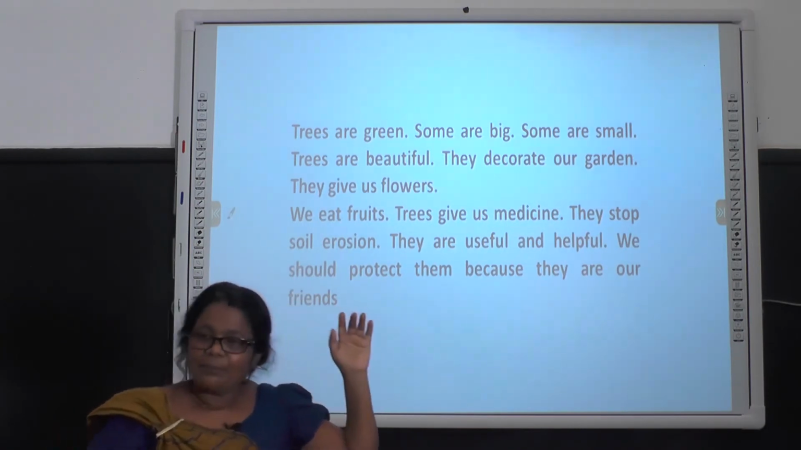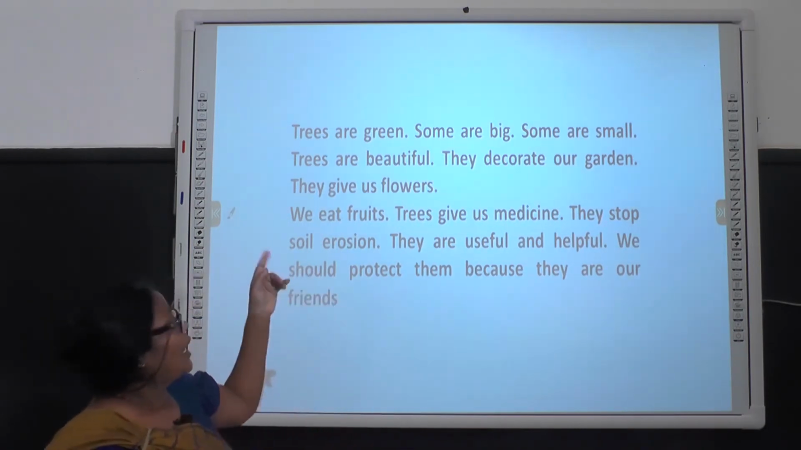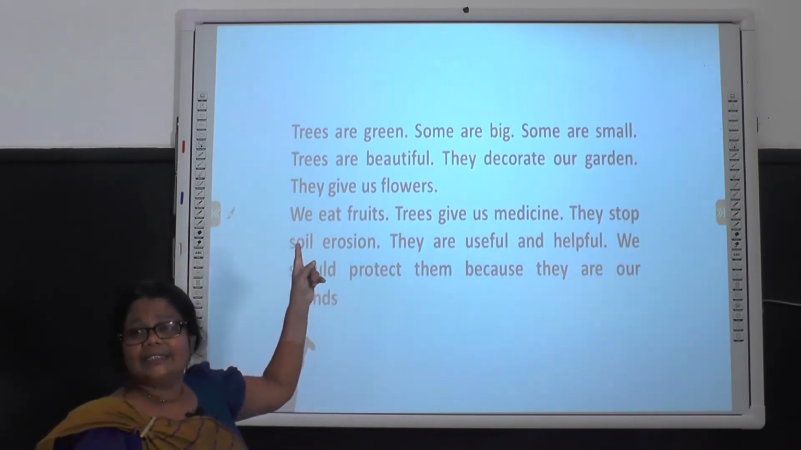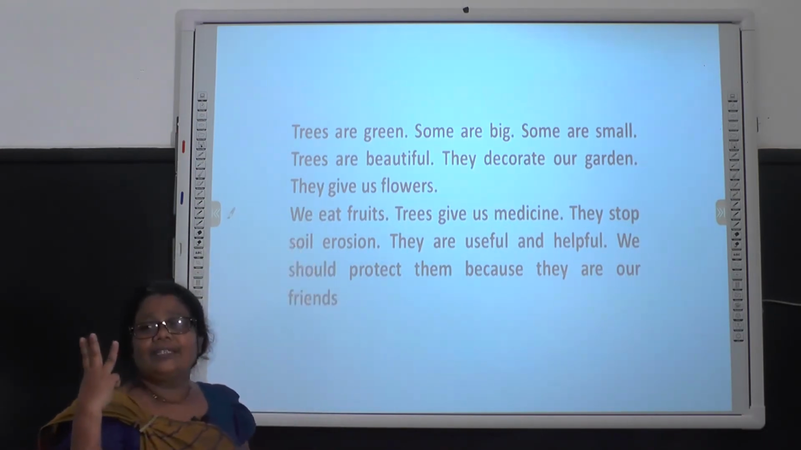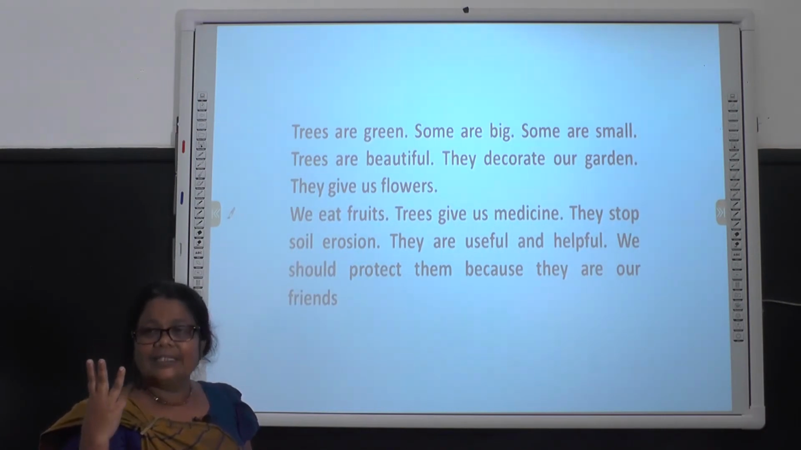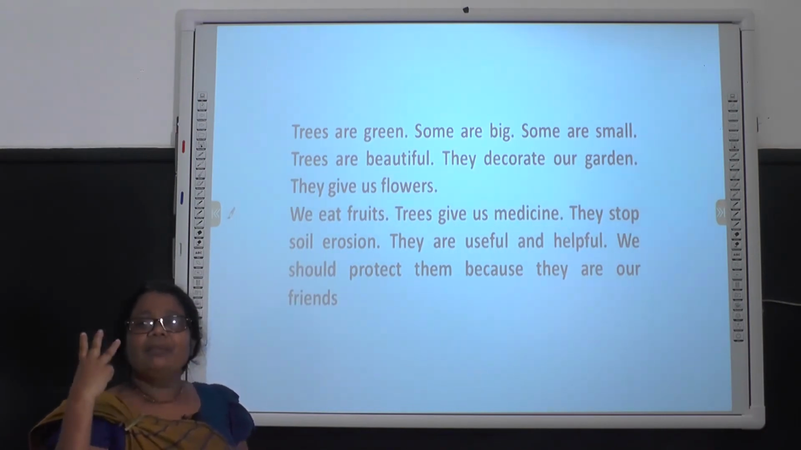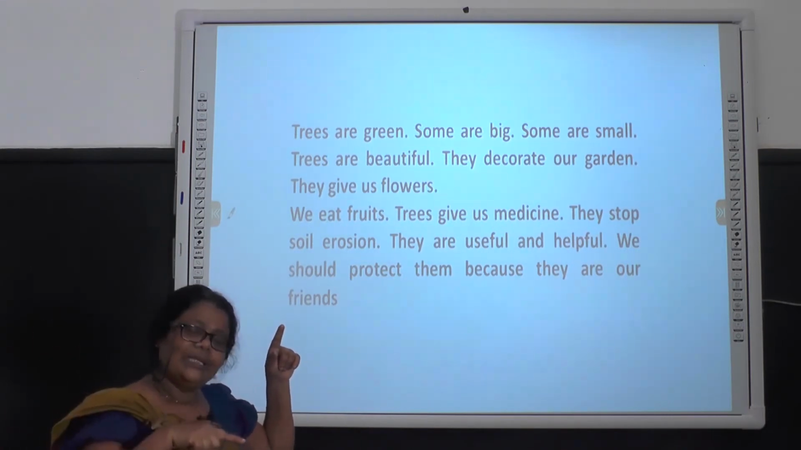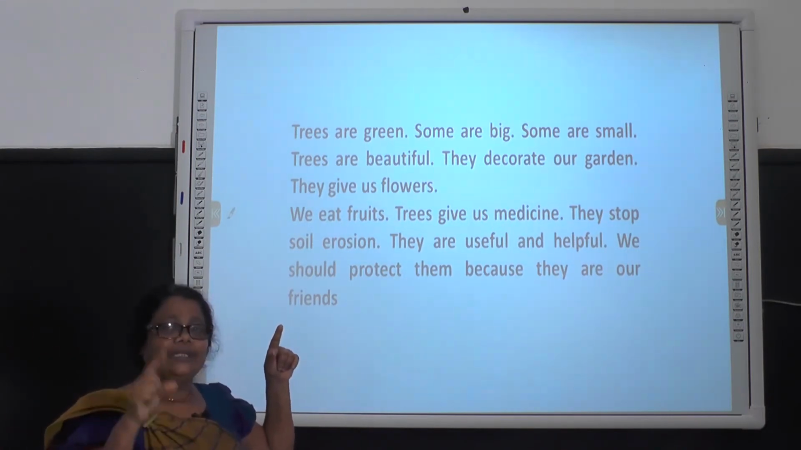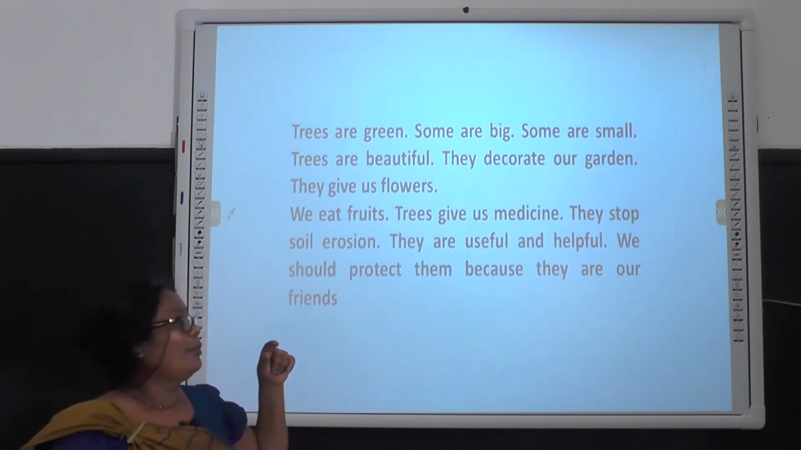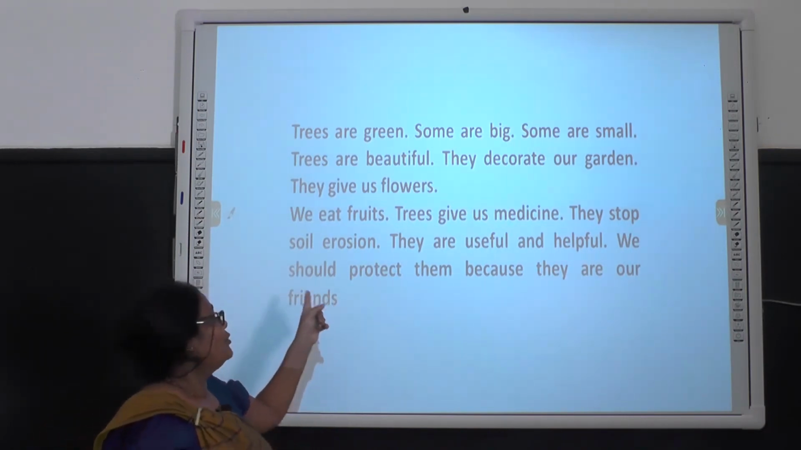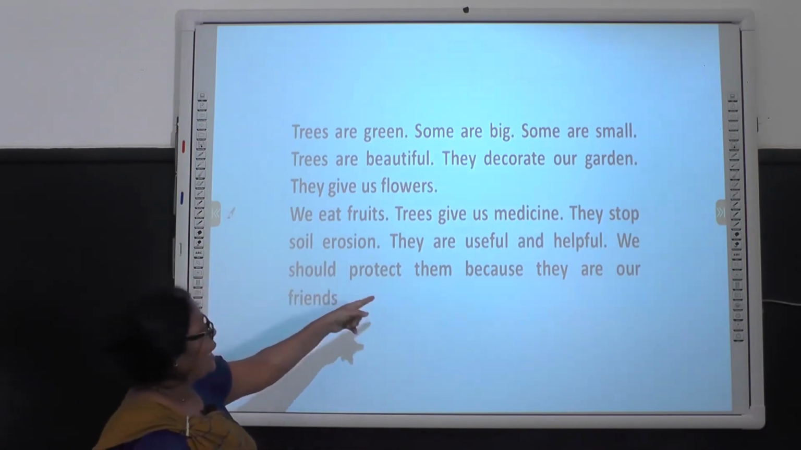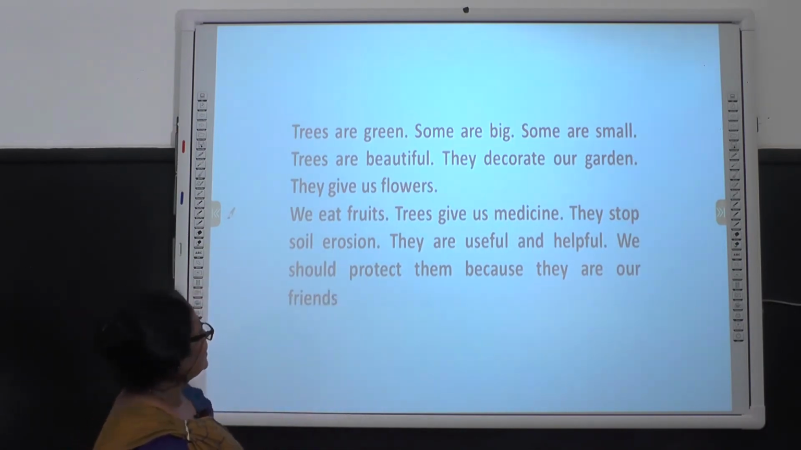You just pick up one of the sentences. You see how many words are there. The first sentence consists of three words. Very easy, very simple and meaningful. And remember, once again we have to move on to the topic. I told you to keep that in your mind. Trees are our friends. You see how I have ended this sentence.